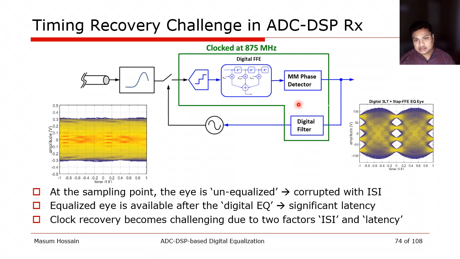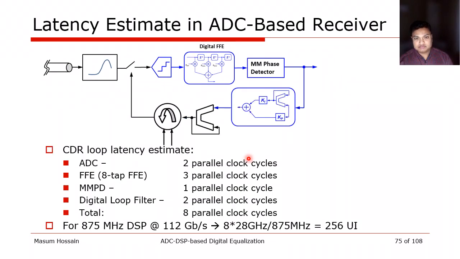Therefore, an equalization would be necessary ahead of the phase detector to provide sufficiently accurate results. And this is where the trade-off between latency and tracking bandwidth arises. Because everything is synthesized at 875 megahertz, this equalization will accommodate significant latency in the feedback path. Therefore, the ISI and latency are the main difficulty in this problem. Let's see a breakdown of this latency in this particular implementation.